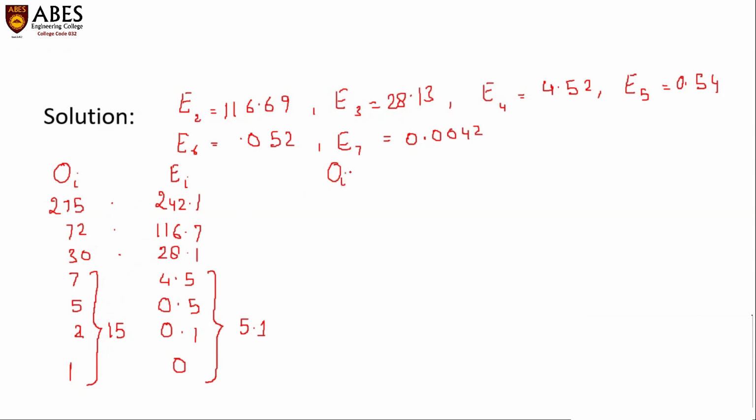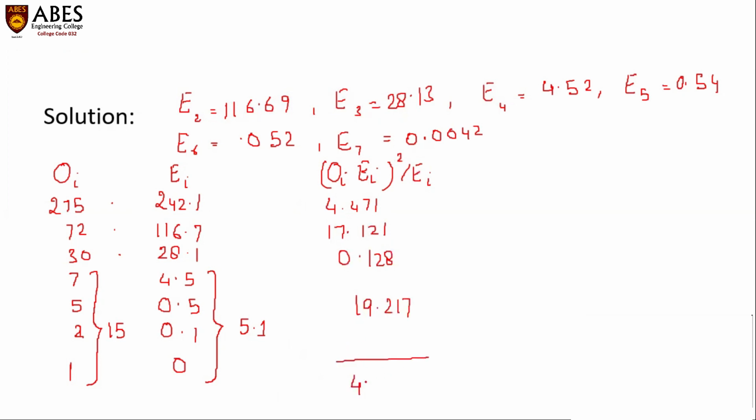Next we find OI minus EI whole square by EI. So first entry will be 275 minus 242.1 whole square divided by 242.1, and this will be equal to 4.471. Next entry will be 17.121. Then we will have 0.128. And the fourth entry will be 15 minus 5.1 whole square upon 5.1, which is 19.217. And when we add them, this comes out as 40.937. All right.